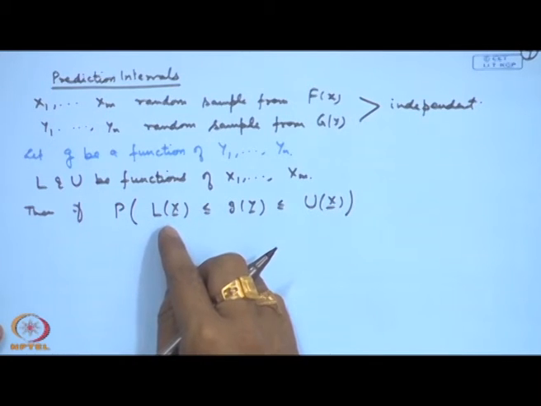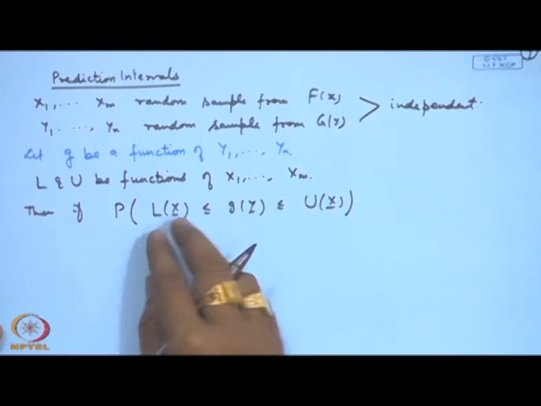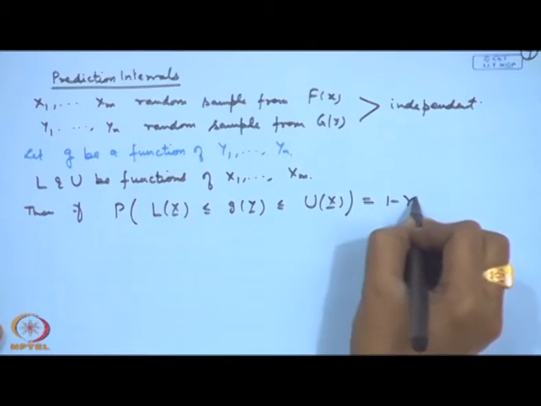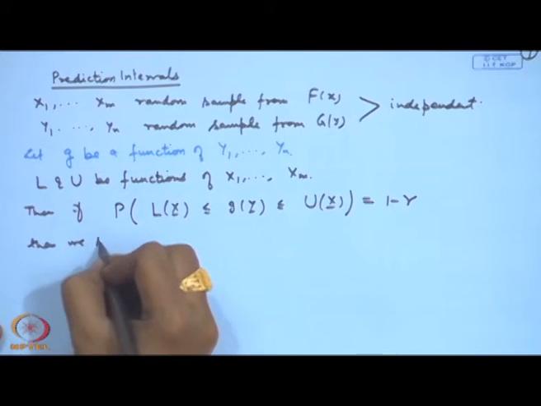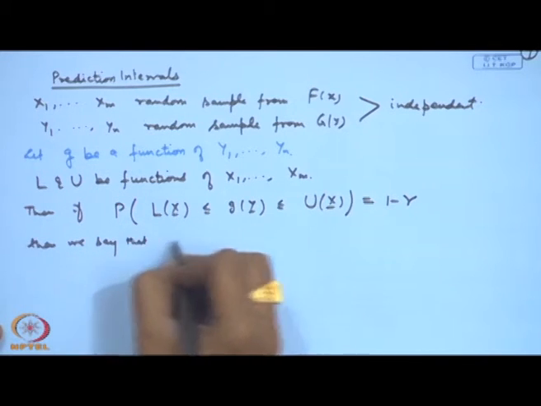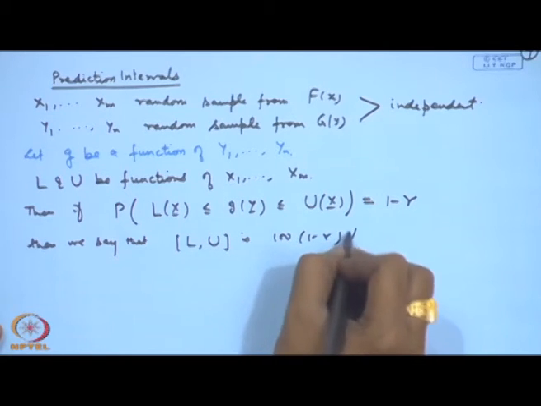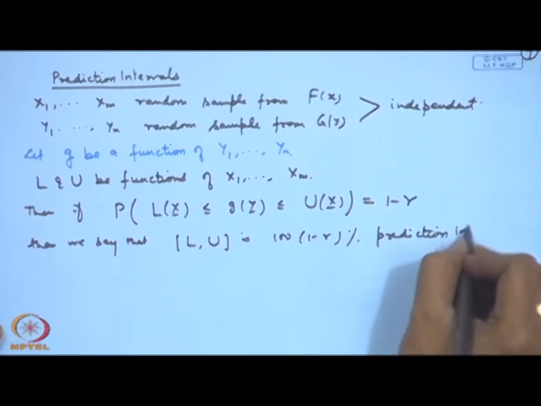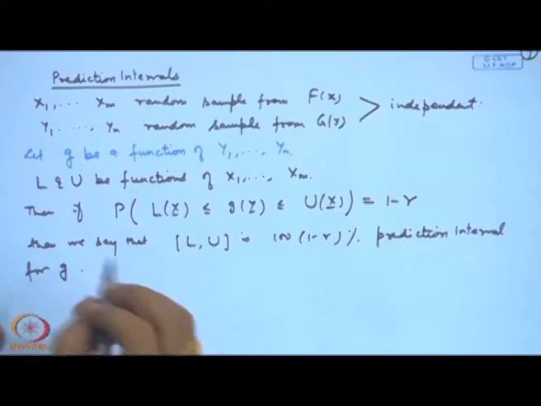that means probability of g y lying between two functions of x, if this is equal to 1 minus gamma, then we say that LU is a 100 1 minus gamma percent prediction interval for g.